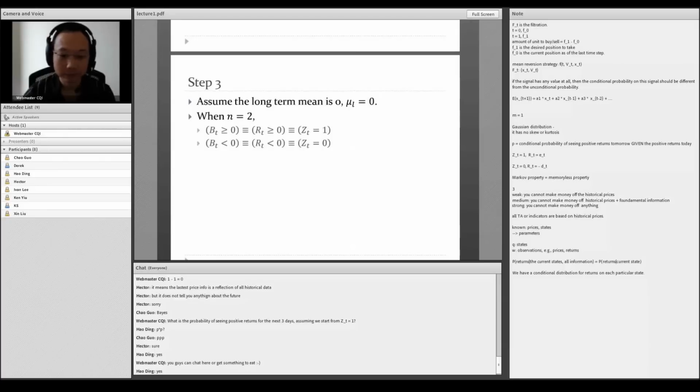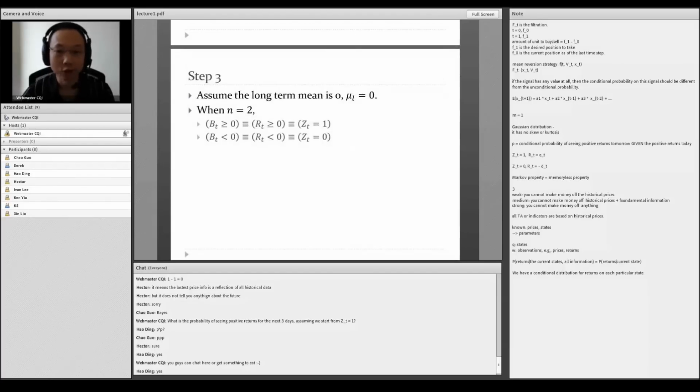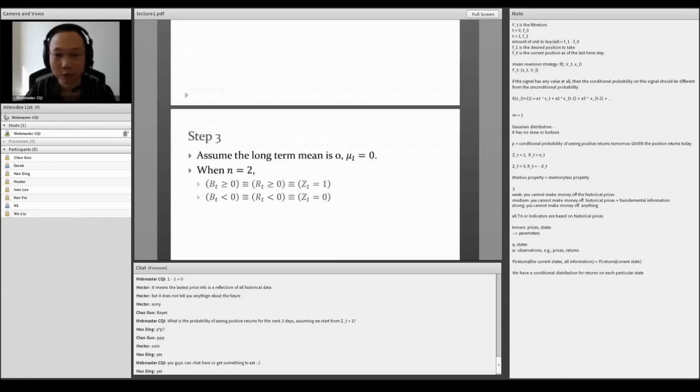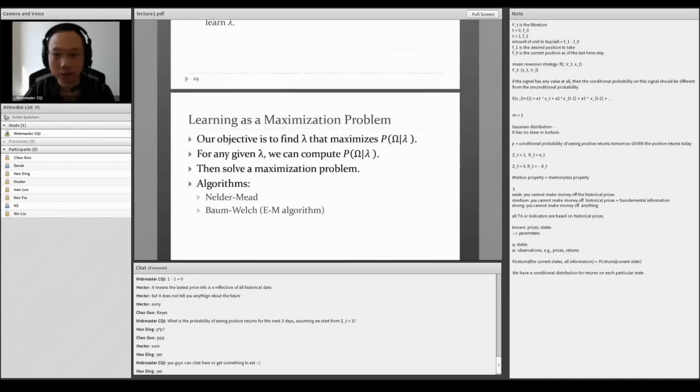Step three. Now let's do some simplification. Let's say the long-term mean is zero. It's just a constant, so it doesn't do anything to the strategy. Now we analyze two cases: when n equals 2 and when n equals infinity. Basically we compare two strategies, the GMA(2,1) strategy versus the GMA(infinity,1) strategy. Now when n equals 2, we have this. The reason is the following: if you go back to the trading strategy equation.